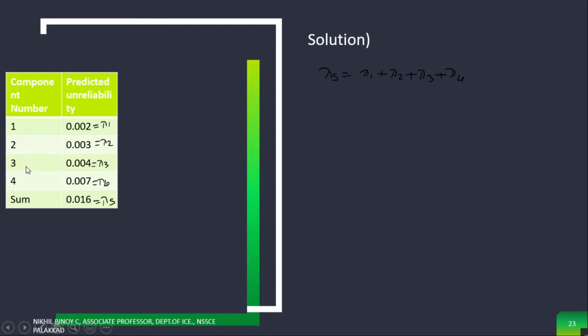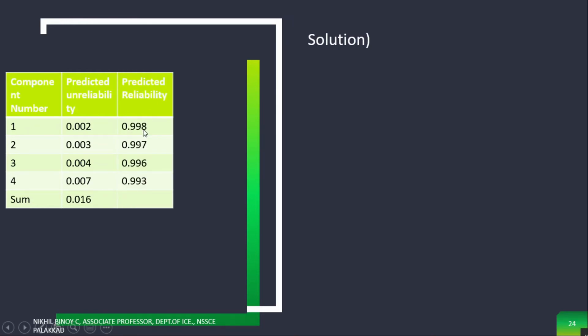If we want, we can find the reliability of the given system. Actually that one is not asked, but still you can find it. Just take 1 minus each element. 1 minus 0.002 is the predicted reliability of the first element. 1 minus 0.003 is the reliability of the second component. 1 minus 0.004 is the reliability of the third component. 1 minus 0.007 is the reliability of the fourth component. Please note that one is not asked, but still if you want you can find it. That is shown here, predicted reliability.